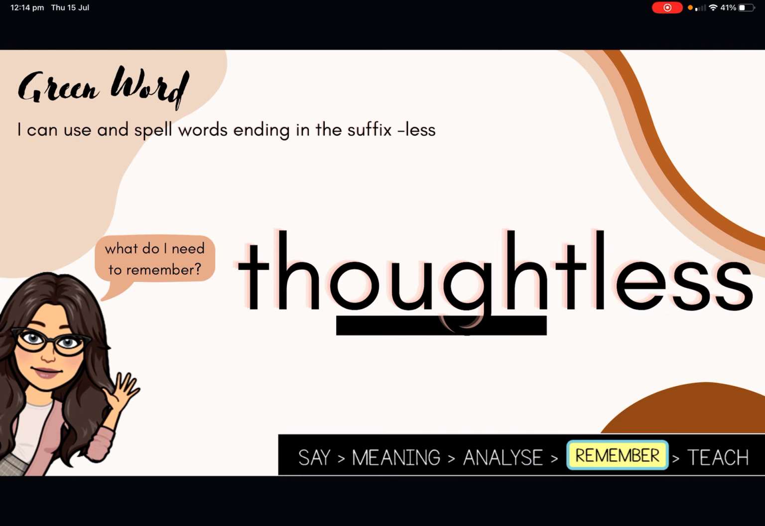What part of this word do you need to remember? Perhaps it's the TH digraph, making the th sound. It may be the suffix less, L-E-S-S. Or it might be the or sound, which is made using the letters O-U-G-H. It's also very important to remember that in the word thoughtless, there's actually a T before the less. Remember, the suffix less has been added onto the base word thought.